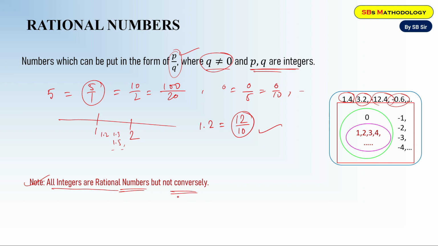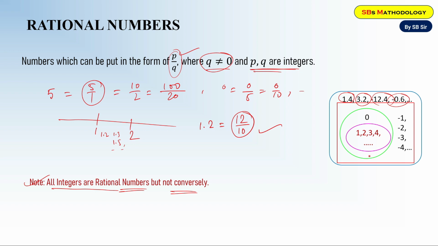Conversely it is not true, because there are some decimal numbers which can be put in the form p by q, but they are not integers. If you look into the diagram, the outermost diagram, that is the oval or rectangle, you can easily understand that there are some numbers which are outside the square or rectangle, which are not included in the integer section, right? We have already discussed in the earlier section that the integers are described in the rectangular shape, right? So we can easily understand that these types of numbers which can be put in the form p by q are called rational numbers.